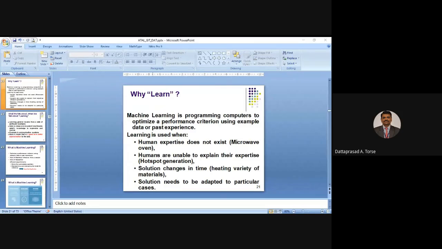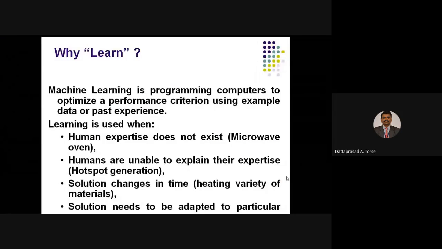Antenna optimization is one such field where machine learning or its application is worth using. Why? Because there are heating systems and human expertise does not exist. Like we have seen bigger microwave ovens where material is heated, and expecting a supervisor to supervise each and every product's heating profile from all the angles, all these corners is not possible. Humans are unable to explain their expertise.